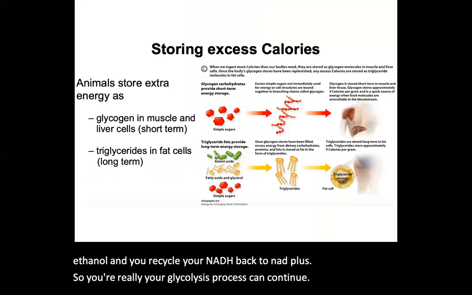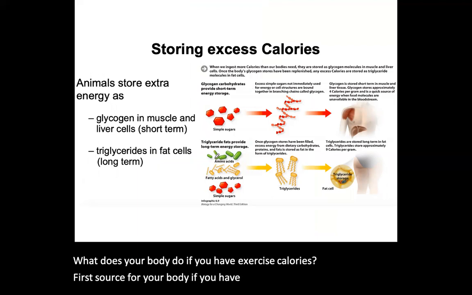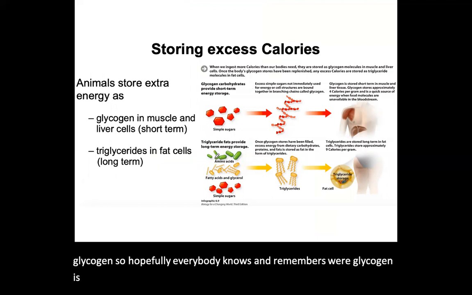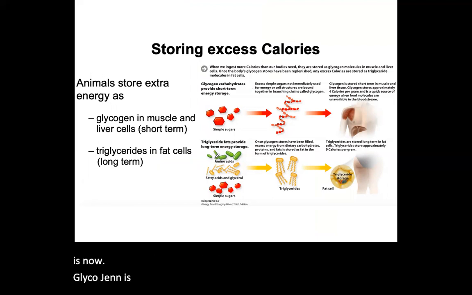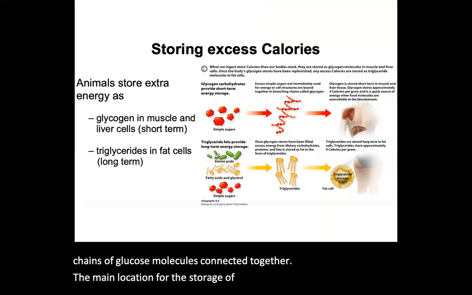Now, what does your body do if you have an excess of calories? The first source for your body, if you have excess glucose, is to store it as glycogen. So hopefully everybody remembers what glycogen is now. Glycogen is a complex carbohydrate, which is basically chains of glucose molecules connected together. The main locations for the storage of glycogen are your skeletal muscles, as well as your liver.